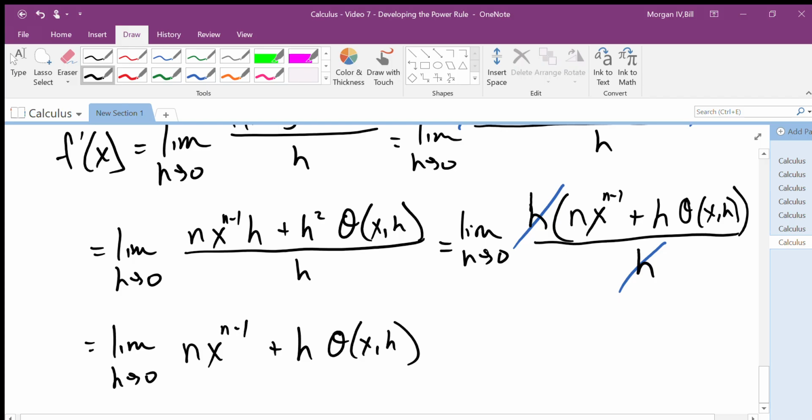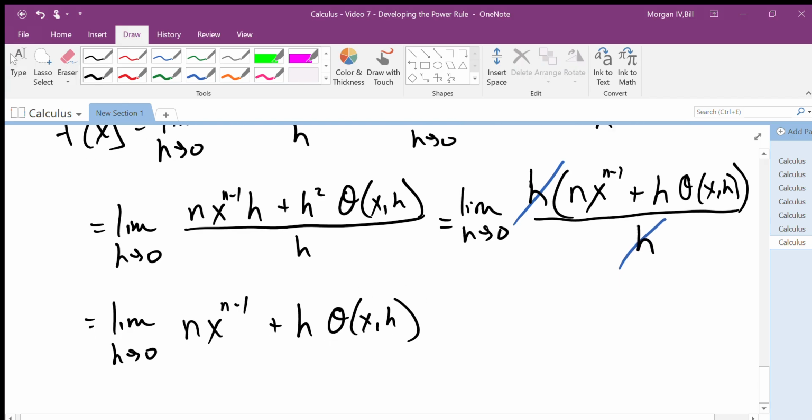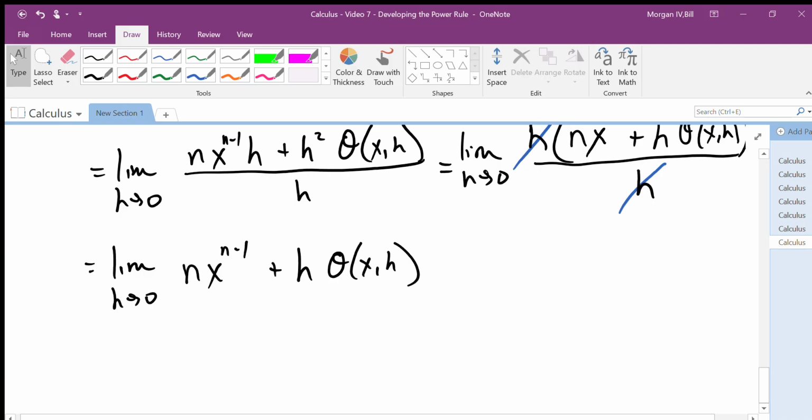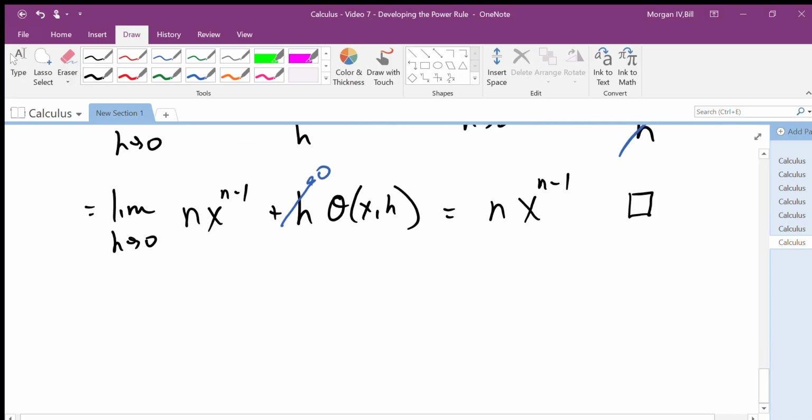And here's why I don't really care what exactly that function of x and h's was or is, because I'm letting now h go to 0. And if this h right here is going to 0, 0 times that function of x's and h's is simply 0. So we get just n times x to the n minus 1. And that's it. And when we prove things like this, we often put a little box like that saying, yeah, we proved it. We're good.